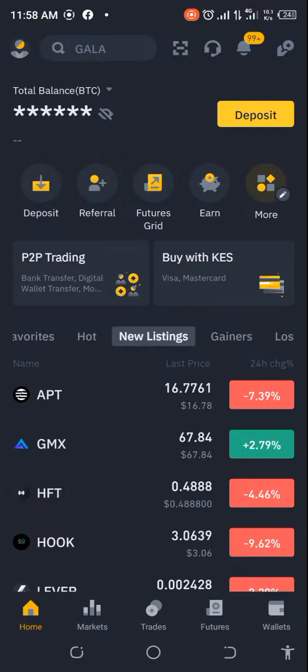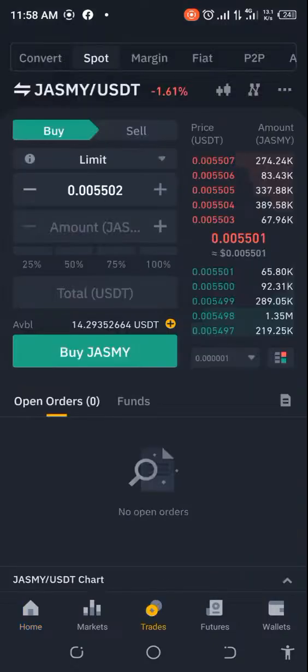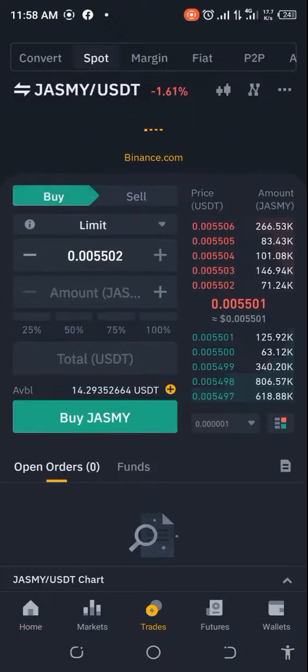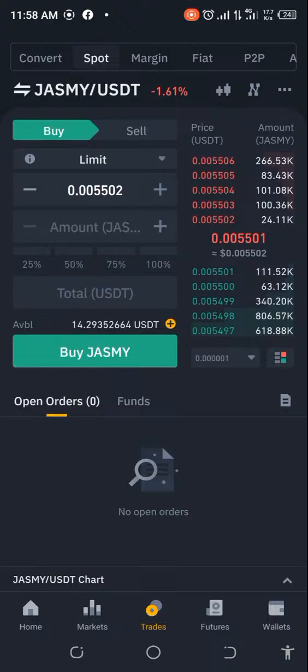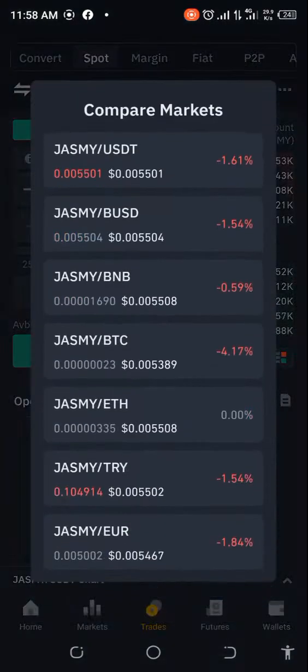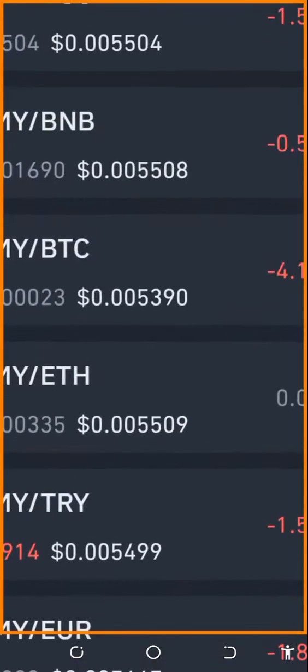So today, what are we doing? We're going to be continuing our triangular arbitrage. And today we're going to use another coin. Now we're going to be using this coin called Jasmine. We're going to be checking also the different prices at which it is listed, just to be sure there's an opportunity.